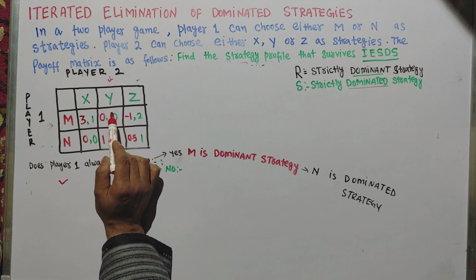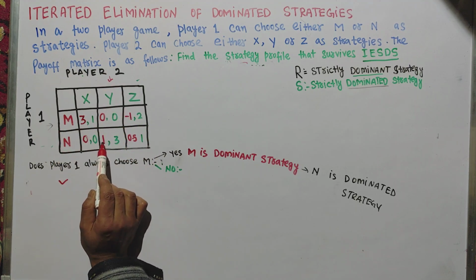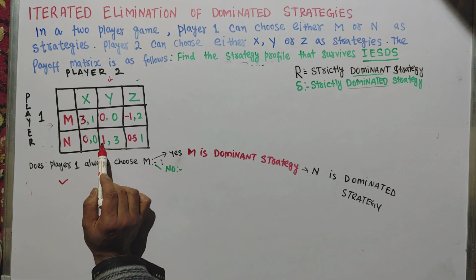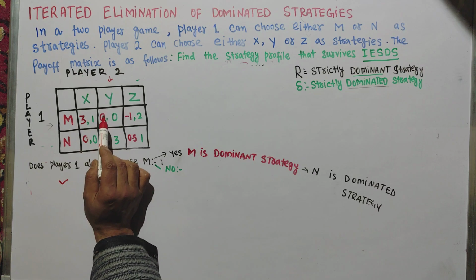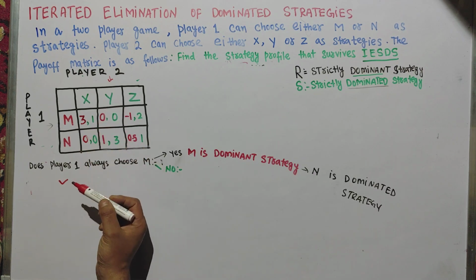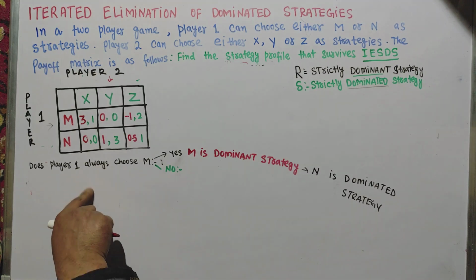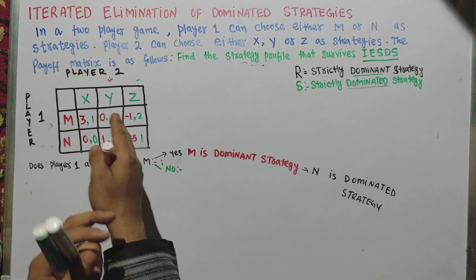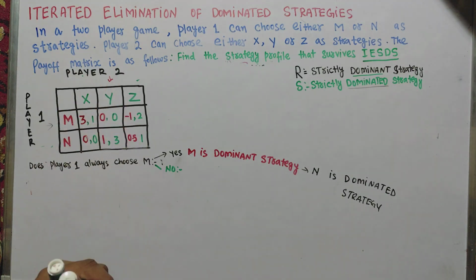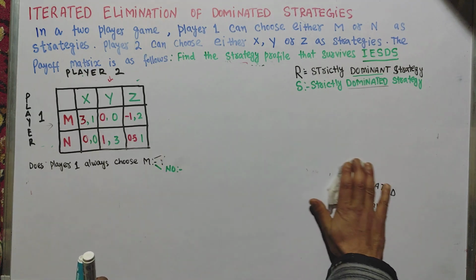When player 2 chooses Y, player 1 will choose to play N, because N gives him greater payoff. That is, N gives him 1 payoff, but M gives him 0 payoff. And here you can see he changes his strategy. He is not always playing M strategy regardless of what player 2 is playing. So can we say in this case that our answer is no?